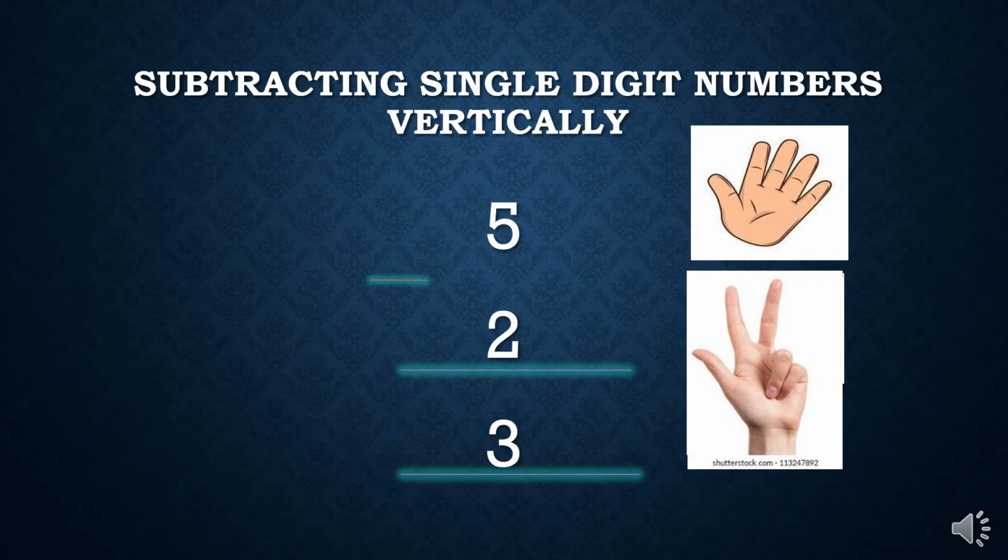You can also ask your child to do this sum on his fingers. Ask him to open 5 fingers of one hand and close 2 of them. The remaining fingers will be the answer to this question. You can also ask your child to draw lines on the paper. Draw 5 lines, cut 2 of them. The left lines, the uncut lines, will be the answer.